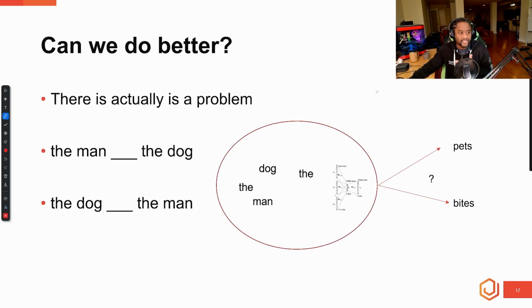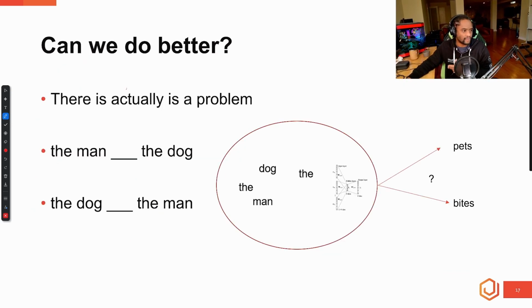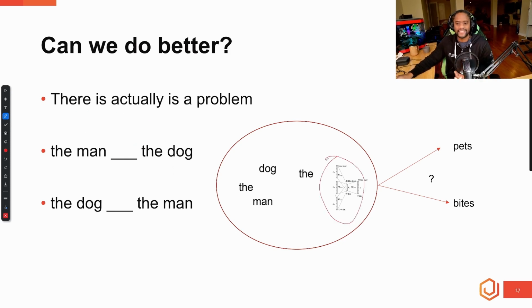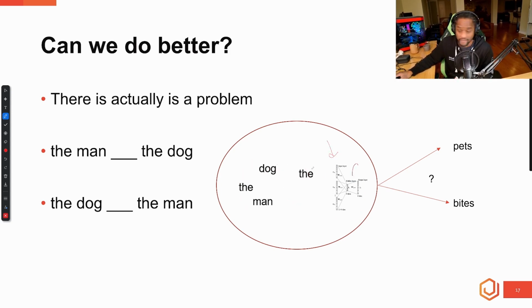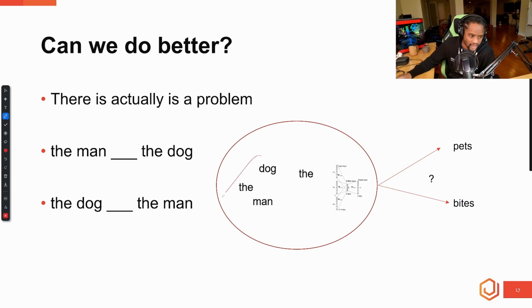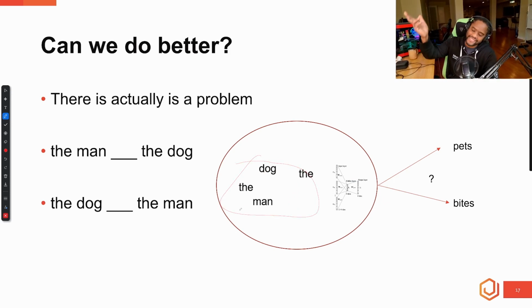Okay, this is the problem intuitively described. The man blanked the dog. The model sees that as the dog blanked the man. It can't tell. It's a jumbled up set of words. It's a bag of words that the model sees to make that prediction of the missing word. So it's really just looking at a cluster of words, and it says, if you had to add a word to that cluster, what should it be?